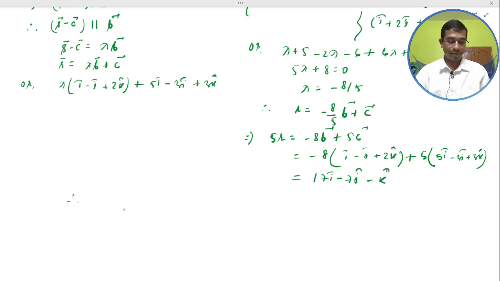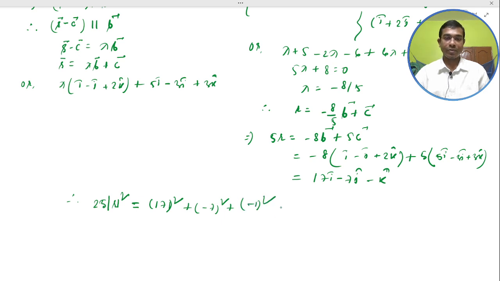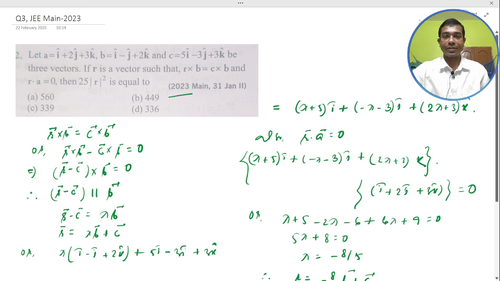So you have to find, therefore, 25 mod R square. That would be what? 17 whole square plus minus 7 whole square plus minus 1 whole square. This would become what? 289 plus 49 plus 1. That would become 339. 339 would be the correct answer. Option C would be correct.